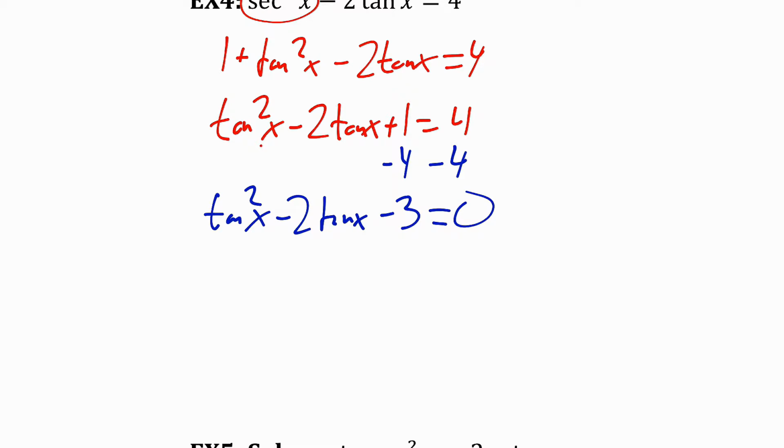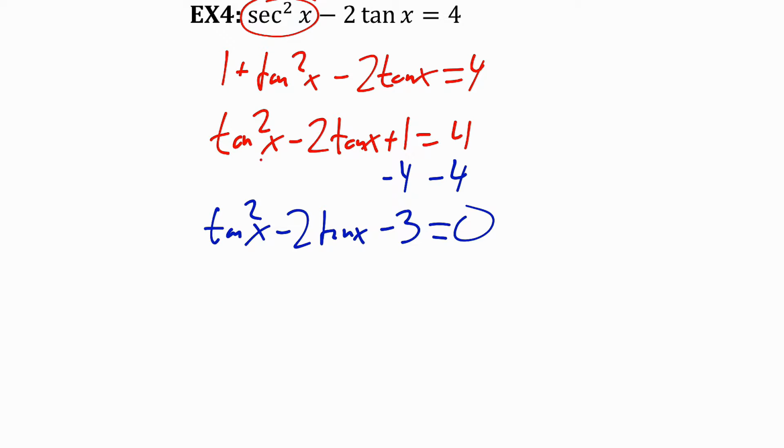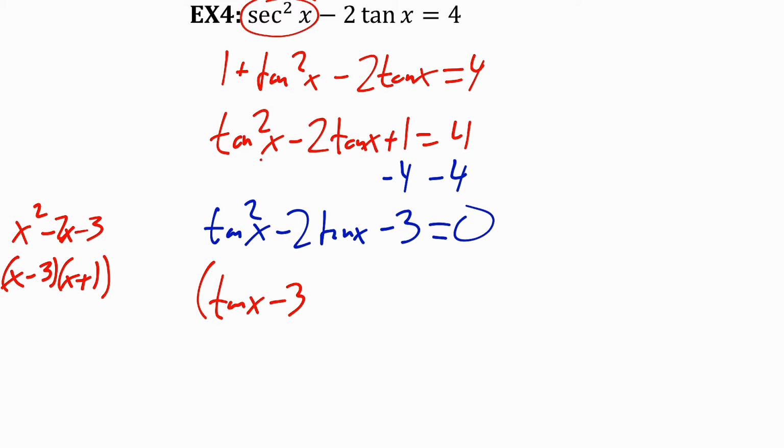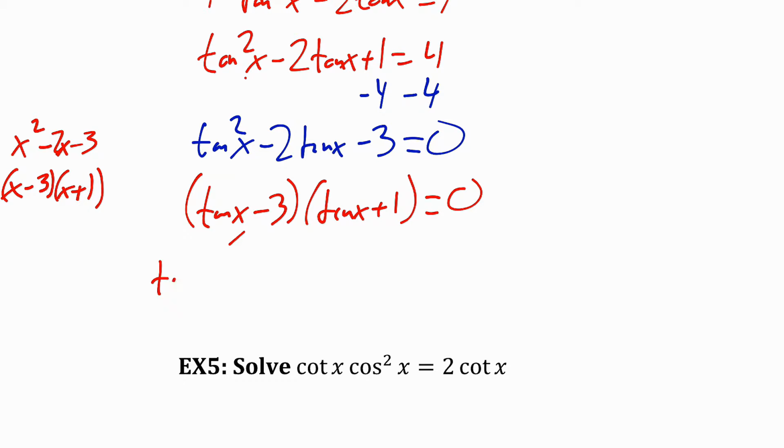Now that left side, think about it. If it helps you, rewrite it as just x squared minus 2x minus 3 and factor that. Well, x squared minus 2x minus 3 factors into x minus 3 times x plus 1. So instead of x's, we're dealing with tangent of x's. We have tangent of x minus 3 and tangent of x plus 1 equals 0. Now, we've got the zero product property going on here, so either the tangent of x minus 3 equals 0, or the tangent of x plus 1 equals 0.